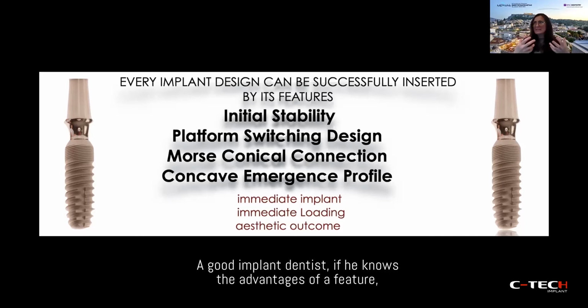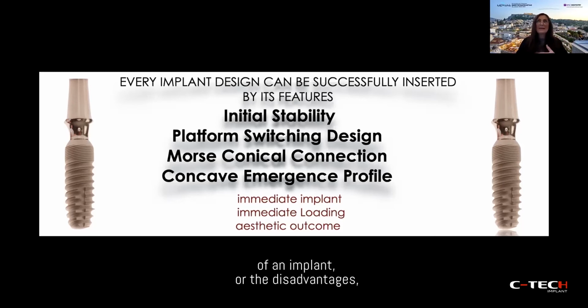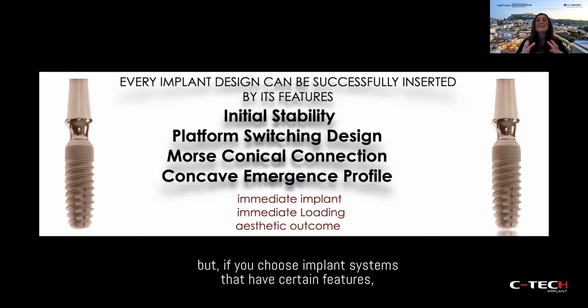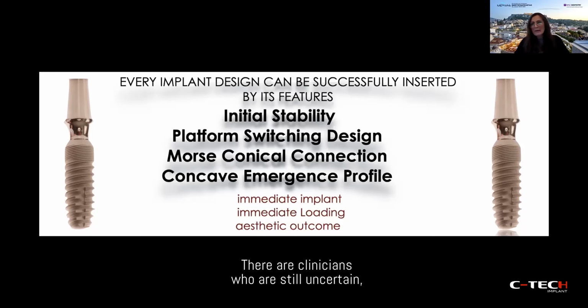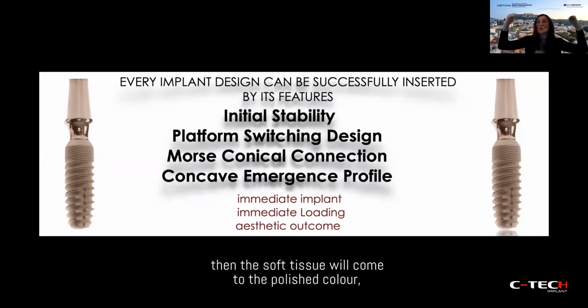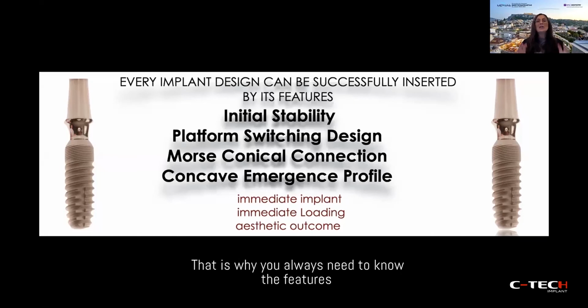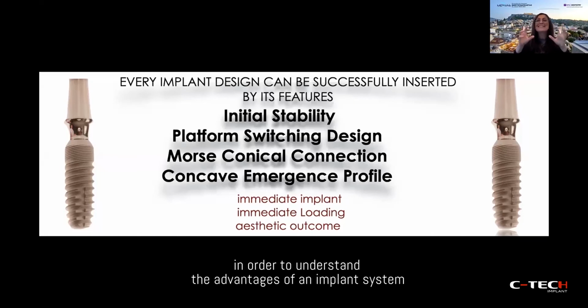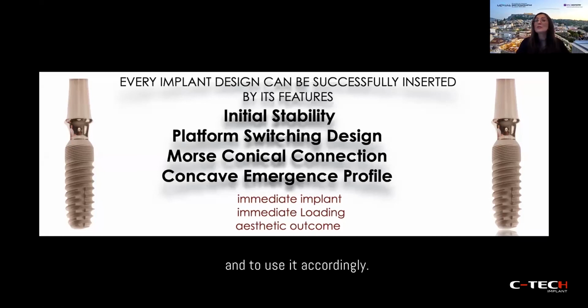A good implant dentist, if he knows the features, the advantages or disadvantages of an implant, is able to choose and to use the right system. But if you choose implant systems which have certain features, it makes your life easier. There are clinicians who are still inserting polished collar implants in a certain way because they know what the polished collar is doing. They know how the bone behaves, so they insert the implant a little bit deeper, so the soft tissue will come to the polished collar. So that is a strategy behind it. That is why you always need to know the features in order to understand the advantages of an implant system and to use it accordingly.